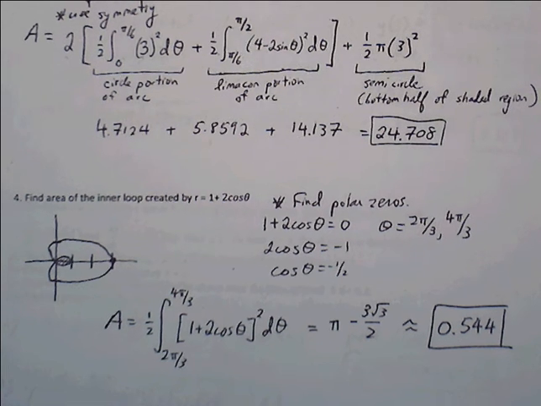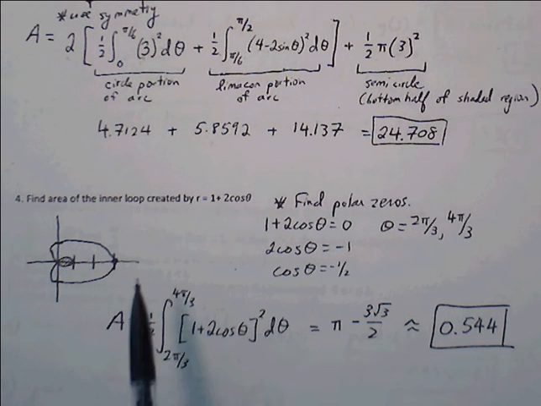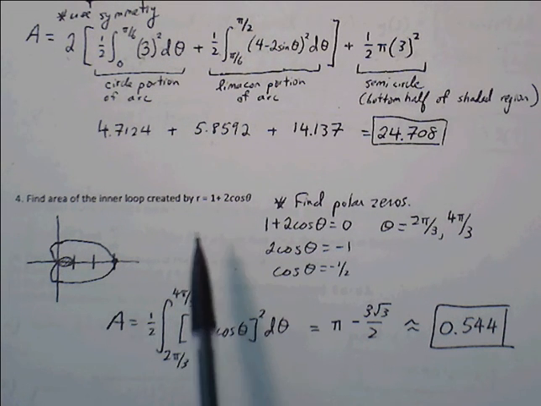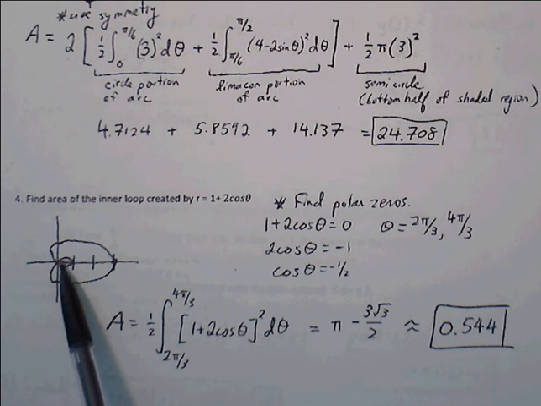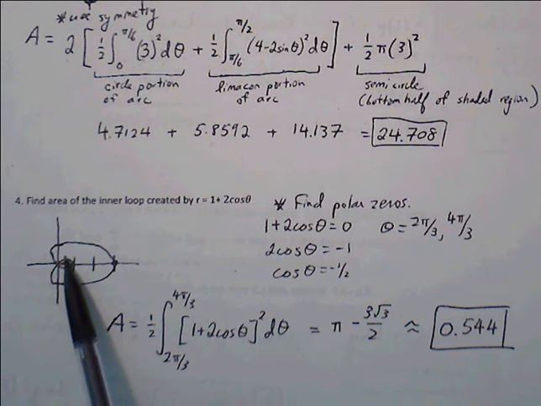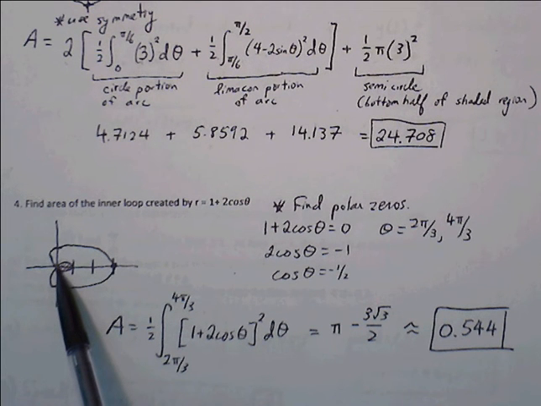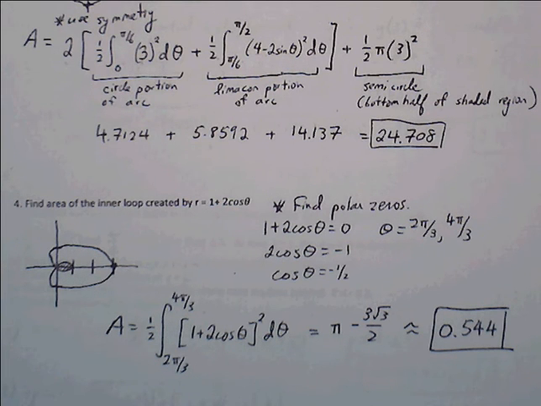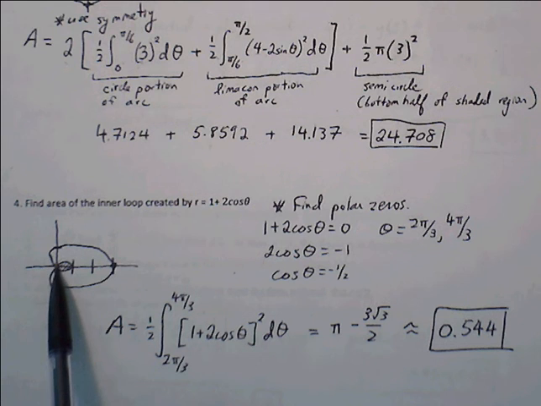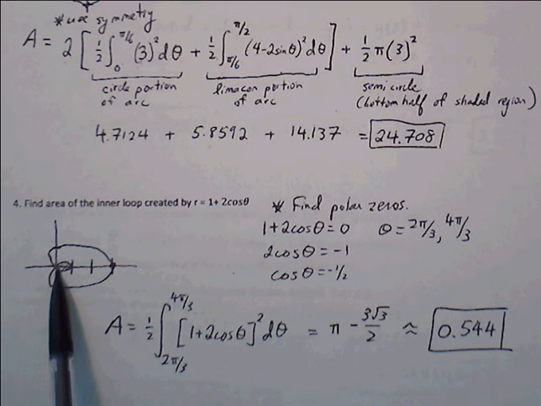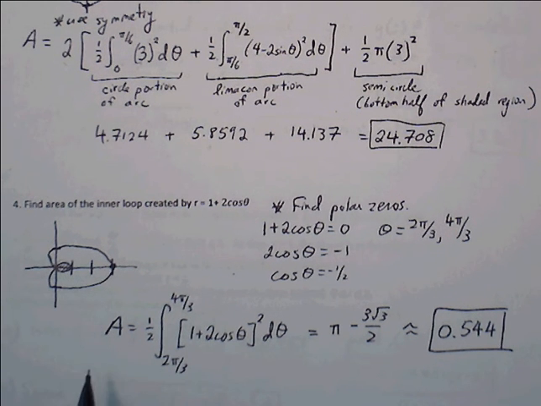All right, number 4, find the area of the inner loop created by r equals 1 plus 2 cosine theta. This inner loop is created at the two instances where this graph crosses the origin of the polar axis, so that the loop is closed off by the graph crossing the origin.